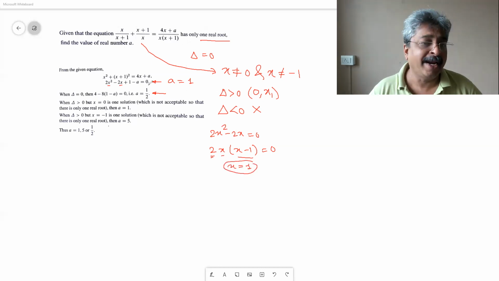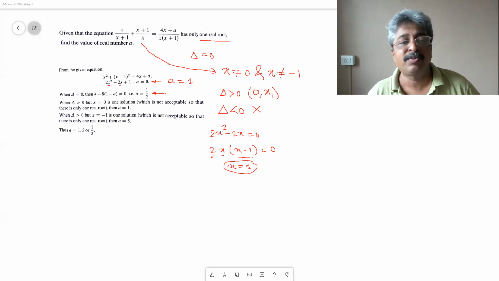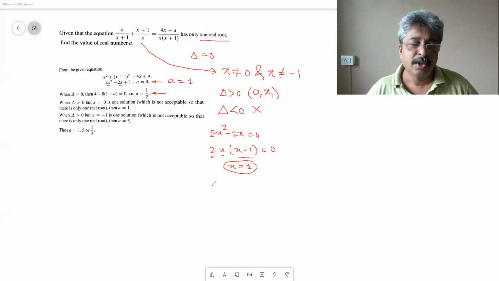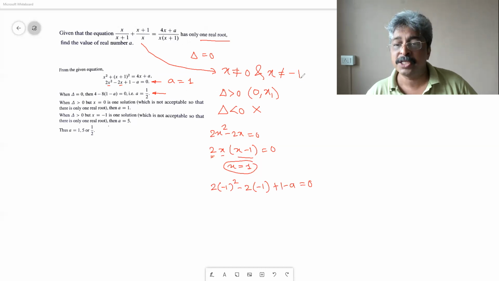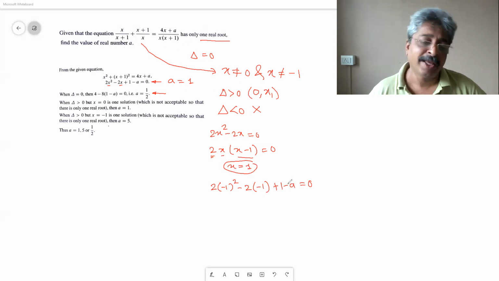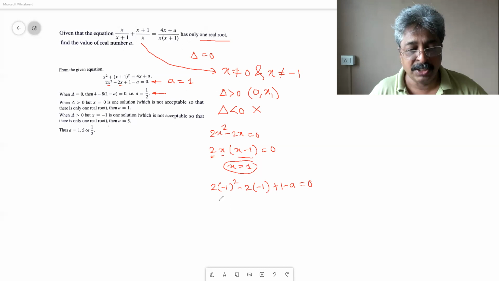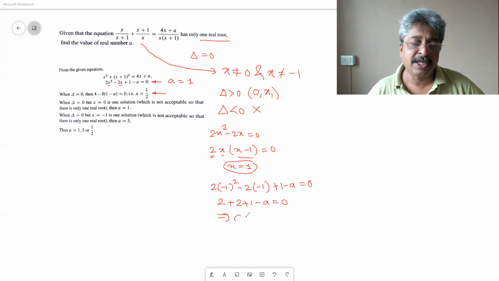So for a equal to 1, you again have only one real root, which is x equal to 1. And similar will be the case when x is equal to minus 1. So if you substitute, 2 into minus 1 raised to 2, minus 2 times minus 1, plus 1 minus a is equal to 0, because you need a root of this quadratic equation to be equal to minus 1. So you substitute it and it should become 0. For that, we can easily find what value of a. This is 2 plus 2 plus 1 minus a is equal to 0. That makes a equal to 5.